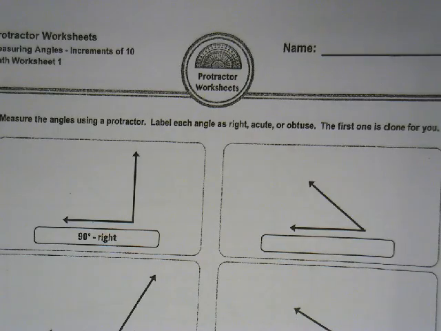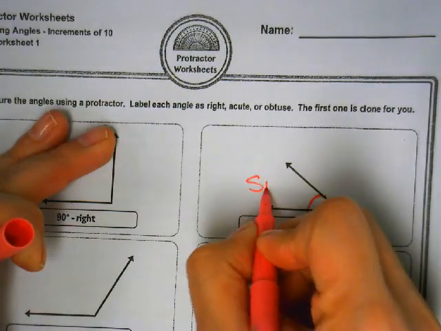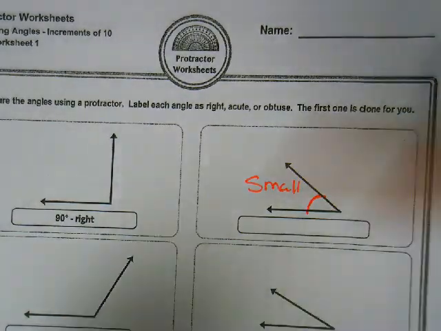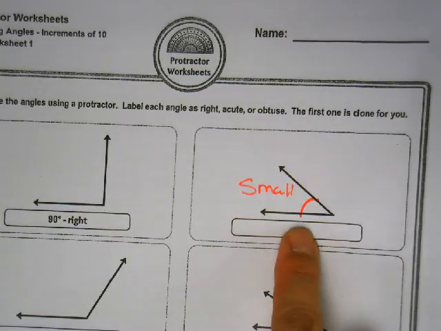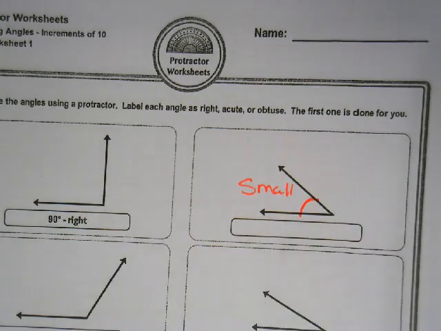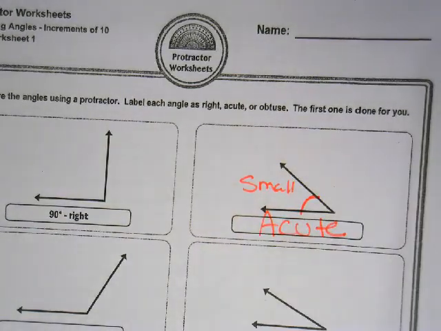Just by looking, what do we call this? Acute, obtuse, right, or straight? Acute. You're correct. Why? It's small. You see this opening? If you had a protractor, you would measure it and see more than 90, less than 90. But the advanced way is to look at it. Is it small or is it big? It's pretty small. So what do we call it when it's small? Acute. So we're going to write acute. It's small.